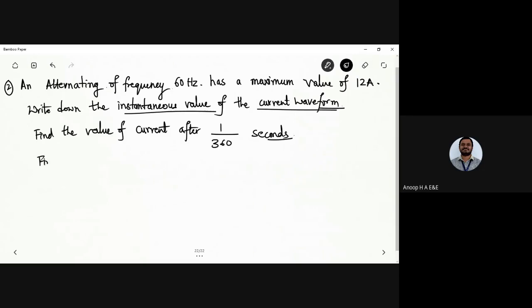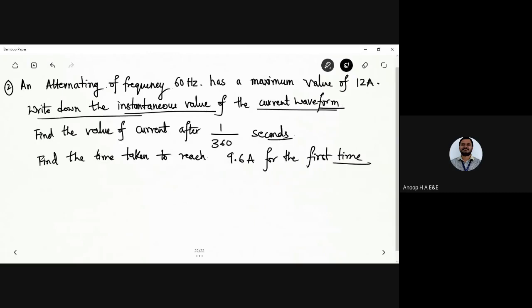Next one, find the time taken to reach 9.6 amperes for the first time.